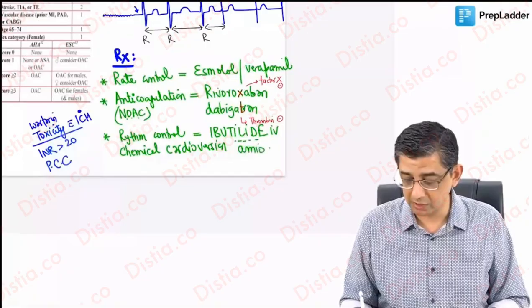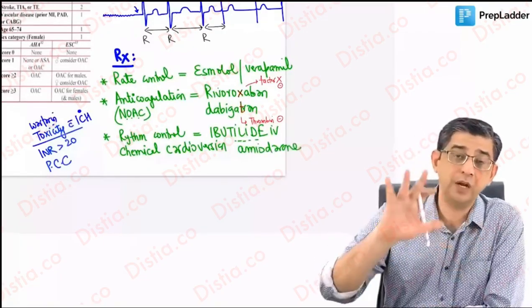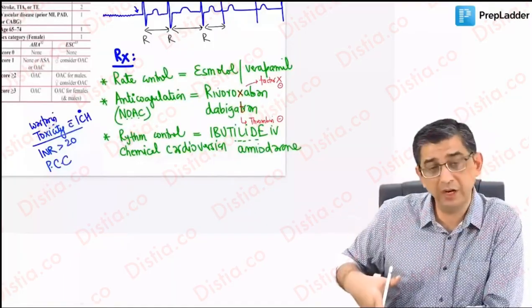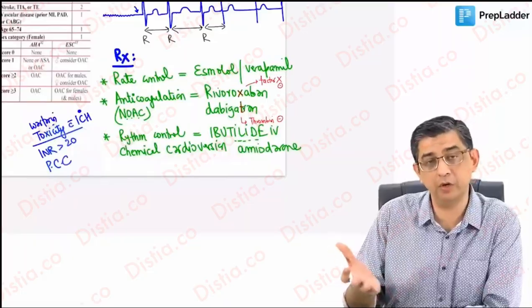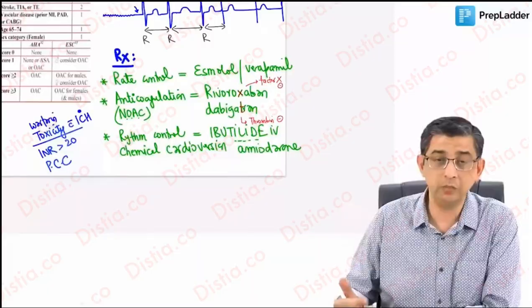I repeat the statement once again. We can also use amiodarone. Amiodarone, guys, is a broad spectrum antiarrhythmic drug. Amiodarone is preferred in ventricular tachycardia. You have no pharmacology. Drug of choice for ventricular tachycardia is amiodarone. Amiodarone can be used for VT.